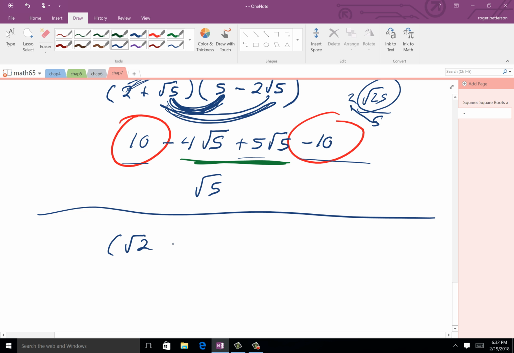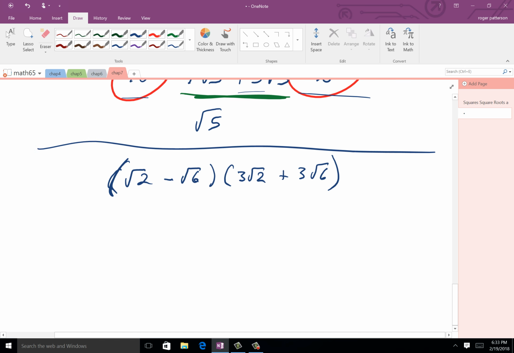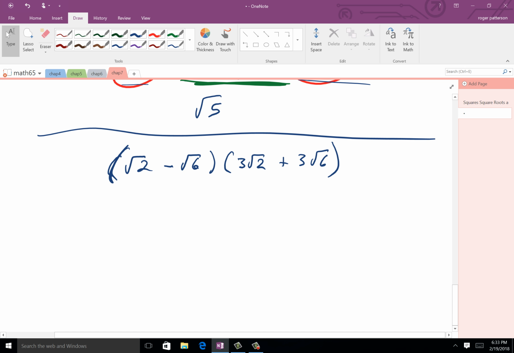Let's try another one here. All right, so let's try one like this. Now we have square roots all over the place. We just have to work through it. Again, we're foiling. Okay, so let's step through it.